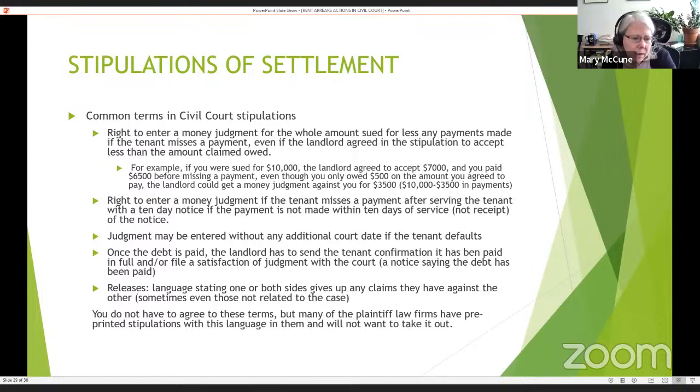And there's usually also language about what happens once you pay the debt in full. It usually says that they have to send you some kind of confirmation, a letter and/or a file, what is called a satisfaction of judgment. It's just a form that says you paid everything, and they file that with the court. Sometimes they want release language, which is saying that both sides are giving up any claims they have against the other, even those that aren't related to the case.